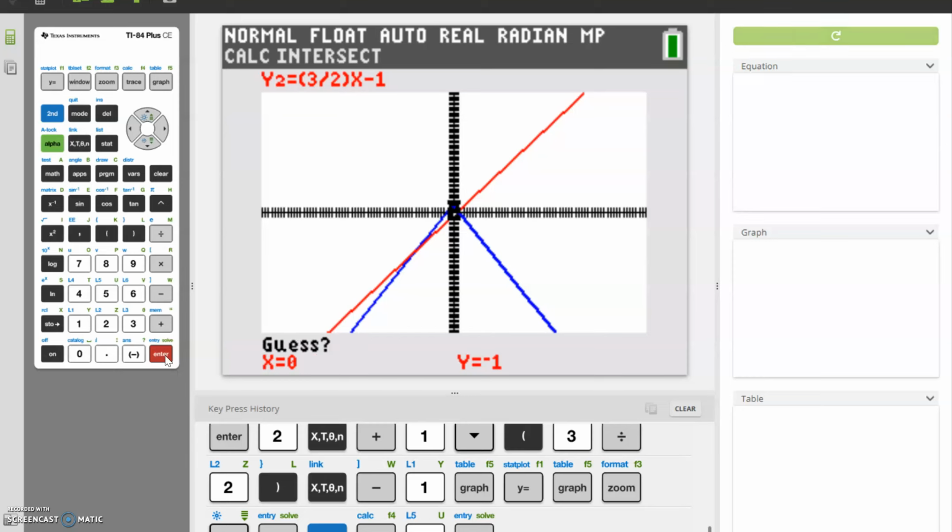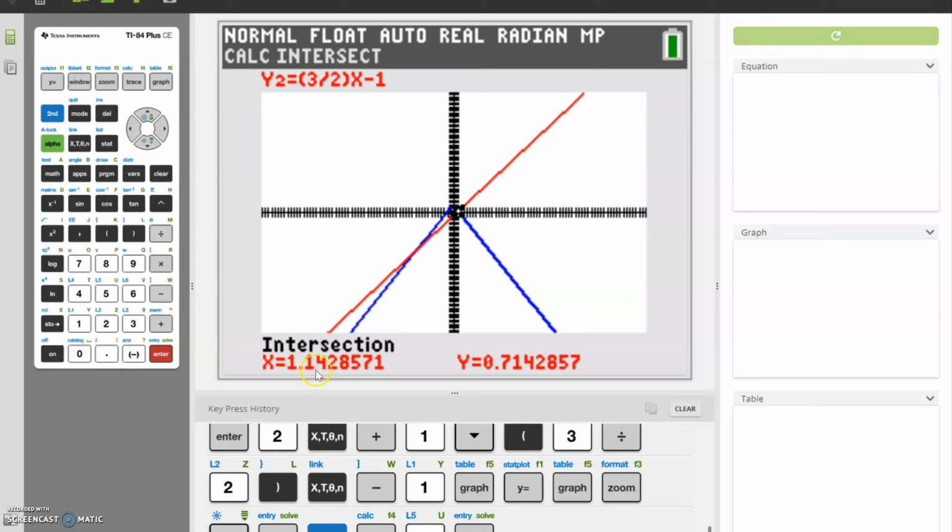It's now saying, hey, do you want me to guess? And you're like, well, of course. And at this point, here is our answer. So we have 1.1428571. This is an approximate solution.